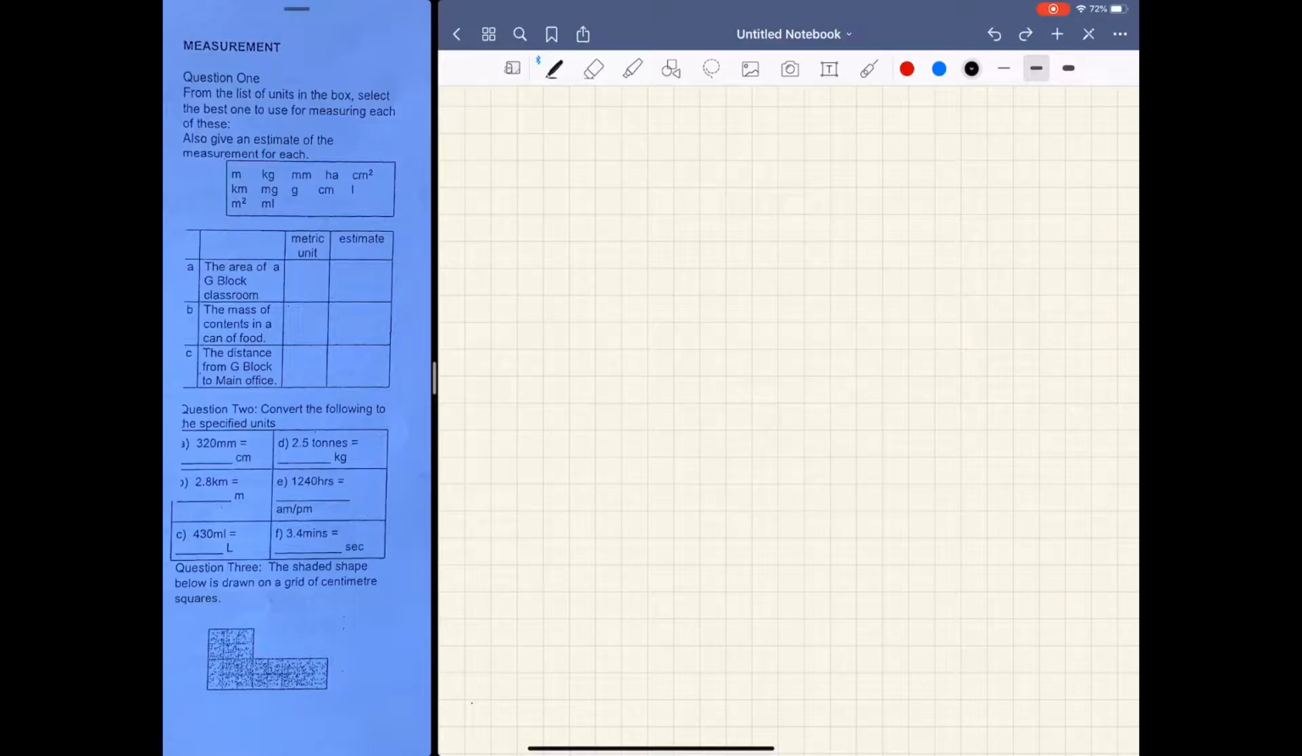Today we're going to be looking at the measurement side of the revision questions. Let's head into it. Okay, so question 1.